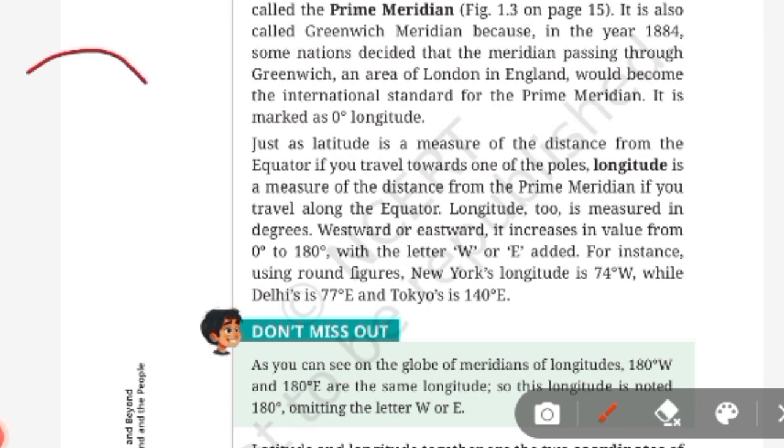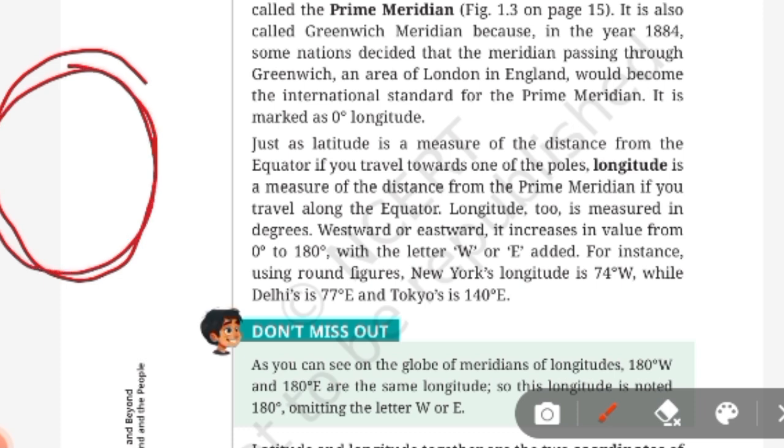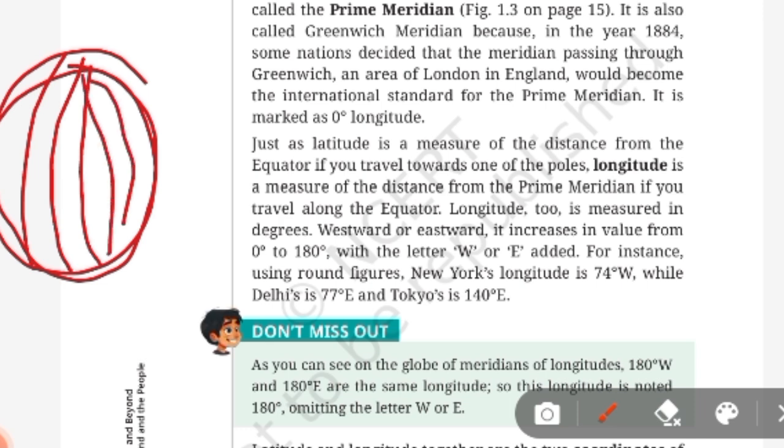So, let me clear your doubt, that is latitude and longitude. So, this is a globe. Suppose this is a globe. The lines which are standing, which are long, what are these called? Latitude or longitude?